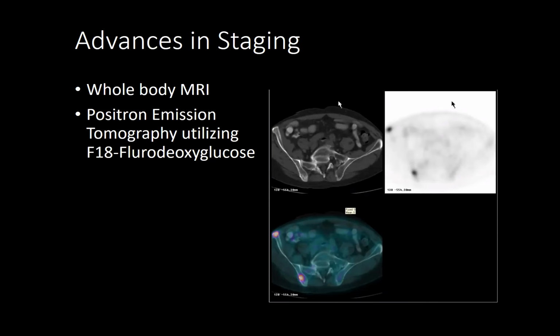So PET scanning is a PET scan along with the CAT scan. The fuzzy picture up there on the right is the PET portion, and the CAT scan is adjacent to that. And then they fuse the images to look at where the uptake corresponds to locations within the skeletal system and outside the skeletal system.